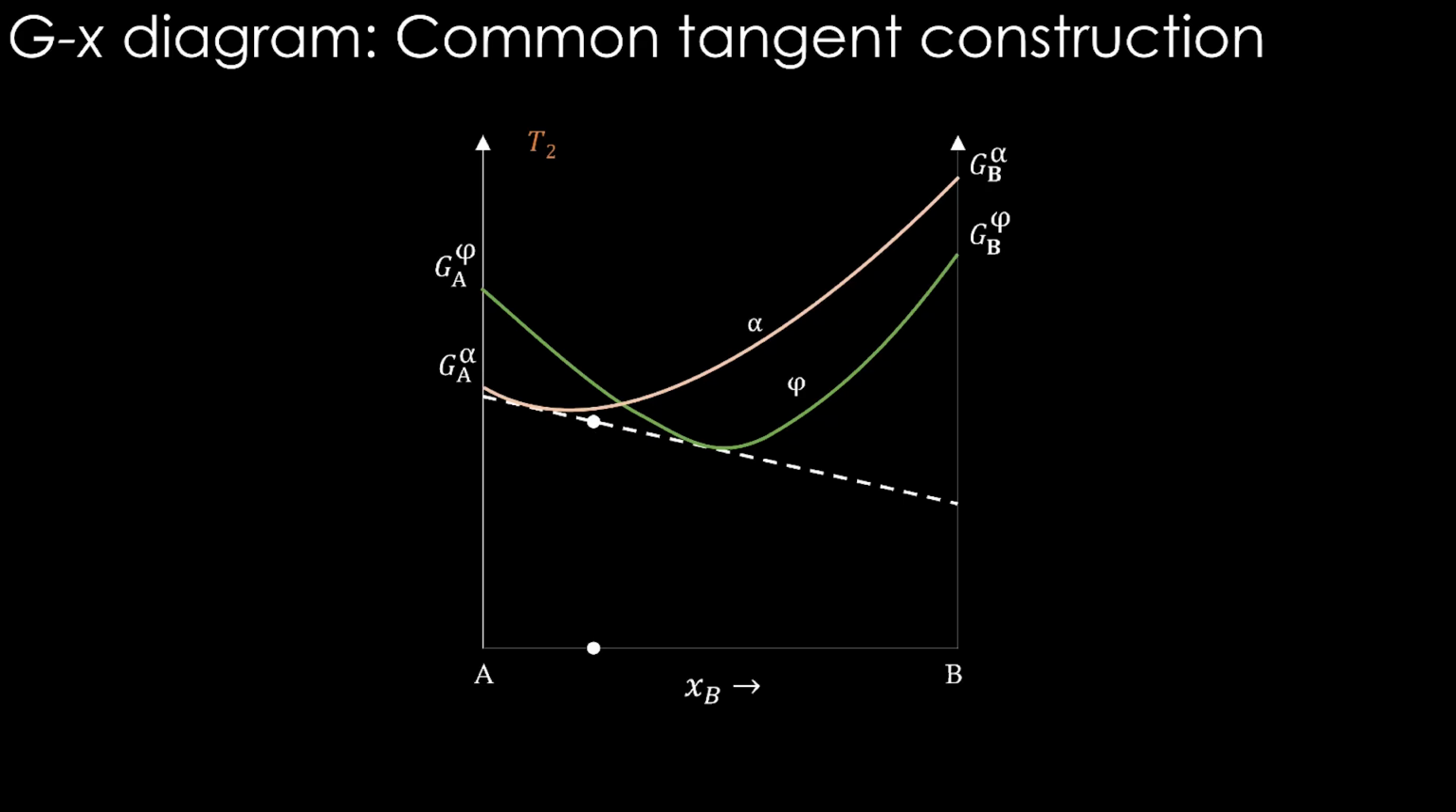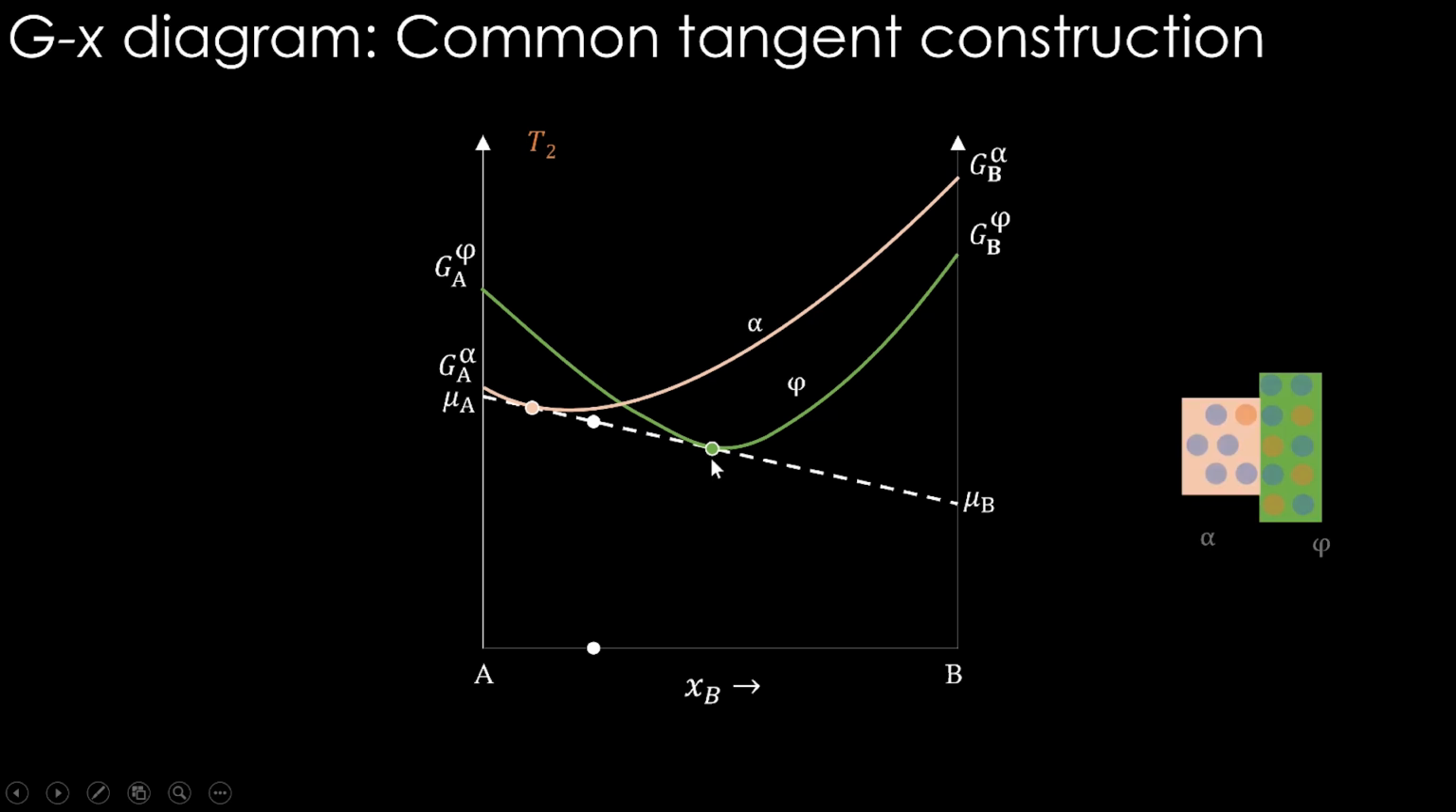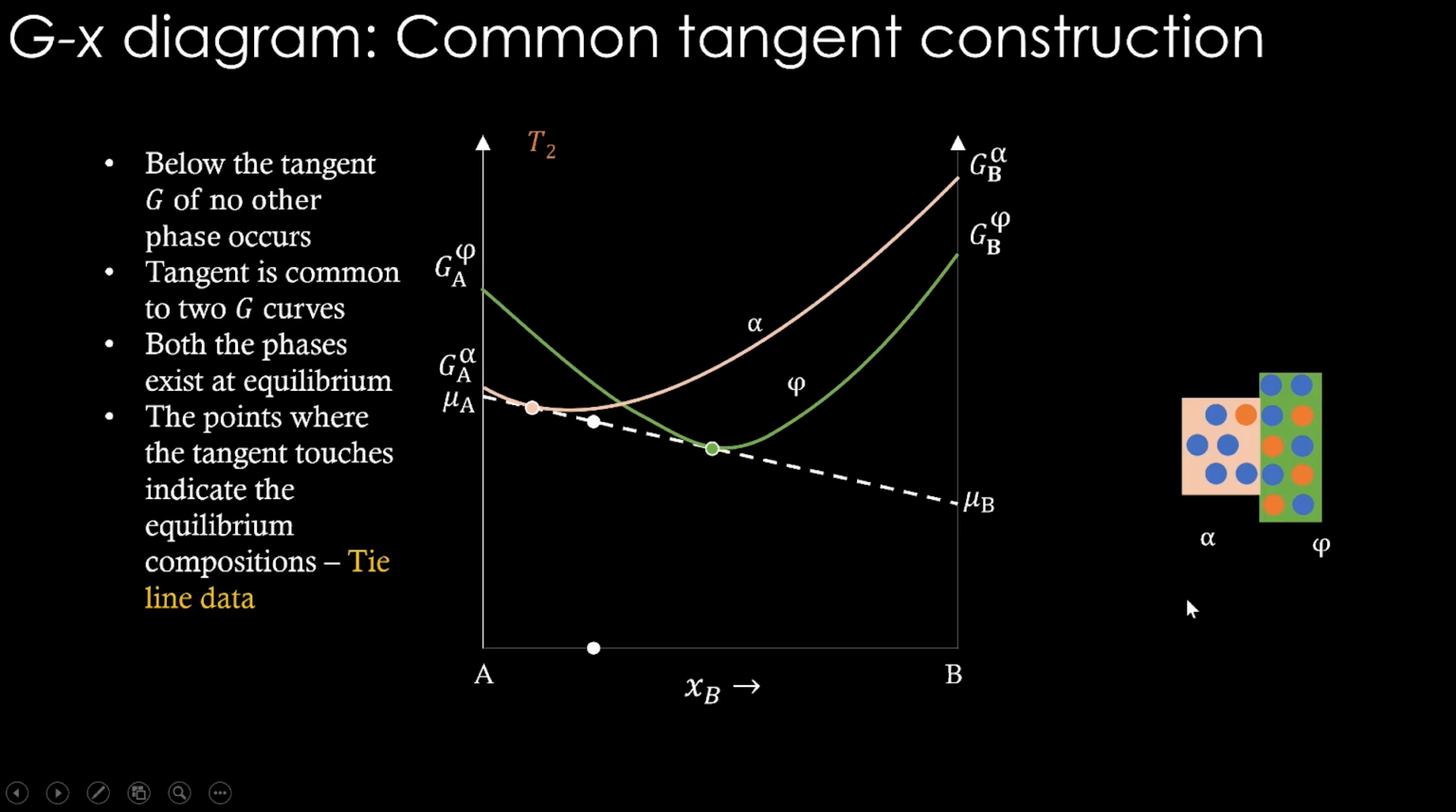Now what are the phases inside? Wherever the tangent touches the Gibbs energy curves. Here it touches the alpha curve, here it touches the phi curve. So both these phases will stay in equilibrium. And this will be the chemical potential of A and B in the system. Okay. So this is how two phases occur. Alpha and phi both will stay in equilibrium. This is what has happened.